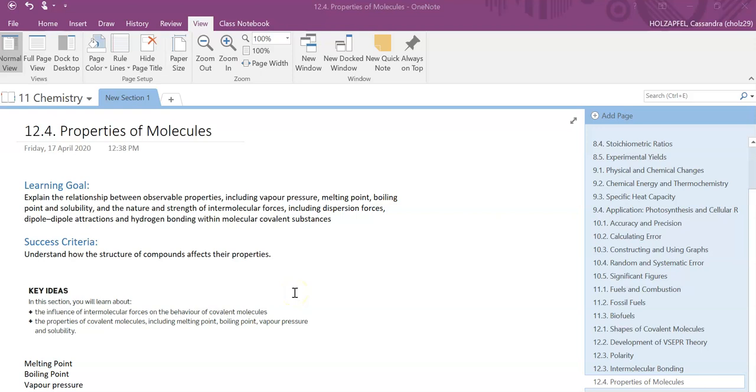Today we're going to be talking about properties of molecules. So molecules have the properties that they do because of their structure. I feel like I say this quite a lot, but structure really drives the chemistry of compounds. In particular, we're going to be looking at observable properties such as vapor pressure, melting and boiling points, solubility, and we're going to relate that to their intermolecular forces and see how that impacts that chemistry.